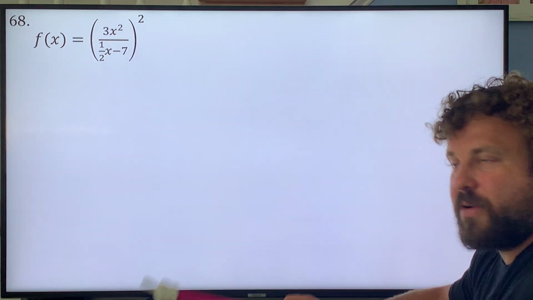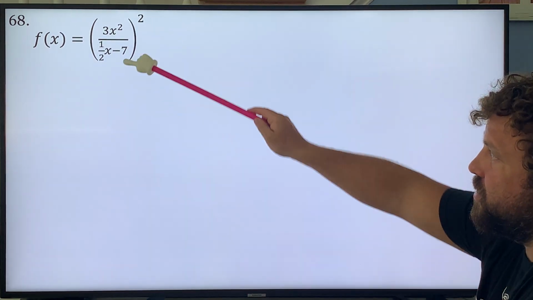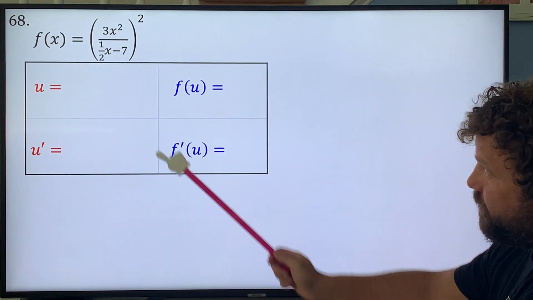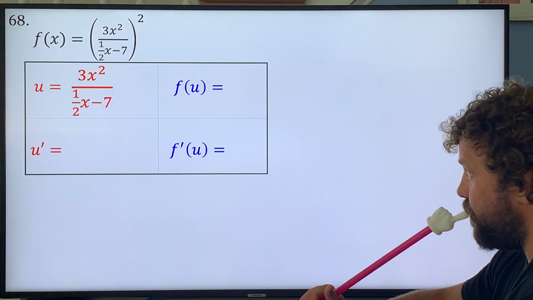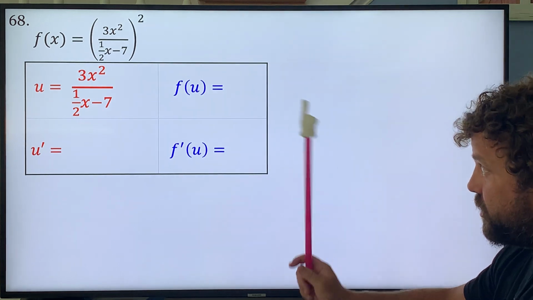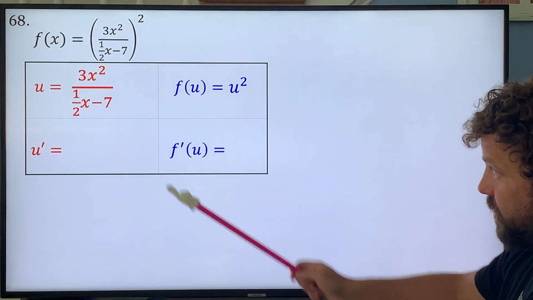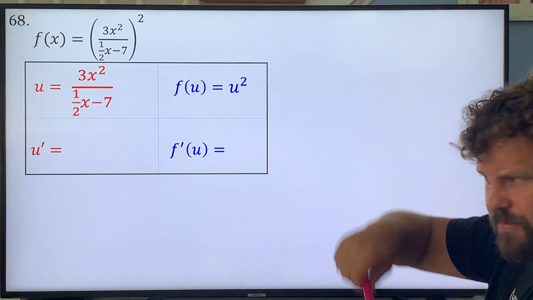Anytime you have fractions over fractions inside functions, you start with the chain rule. Your 3x squared over 1/2 x minus 7 is your u. Your f of u is u squared. How do we solve this? Oh, this is an easy one. Anyway?